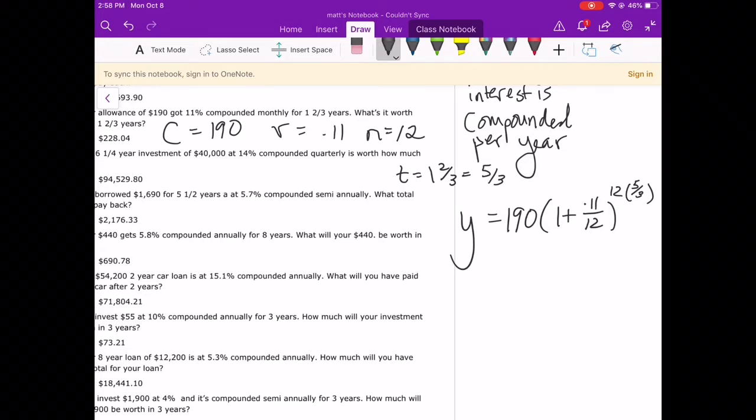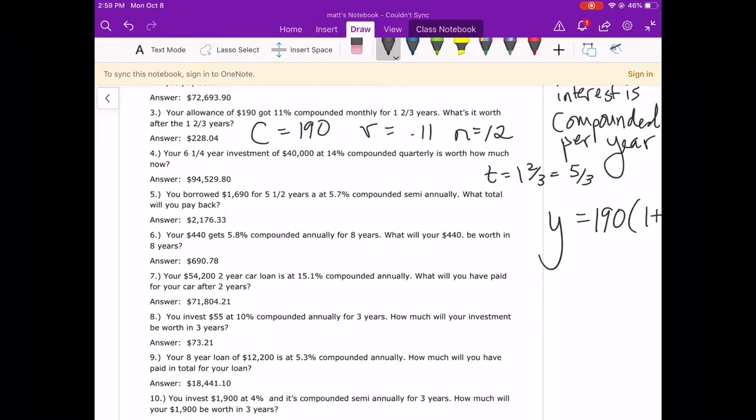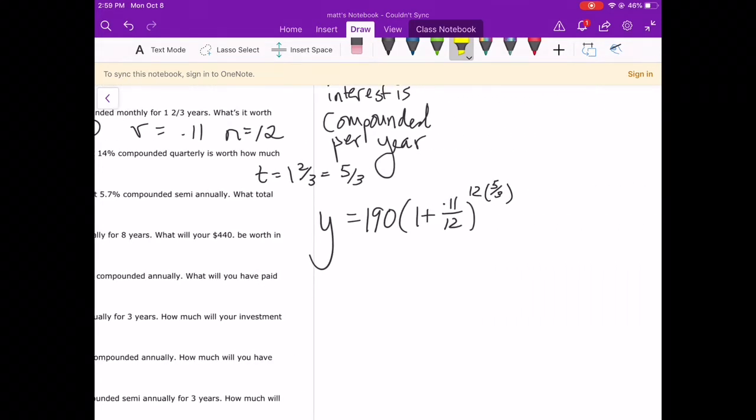So I could type all that into my calculator and I will find that I will get the same answer as they did, $228.04. Again, tip as far as calculators is concerned, I would go ahead and figure out what each of these things are before I type it all into the calculator at one time, just to be safe.